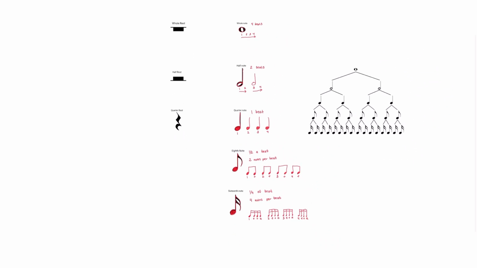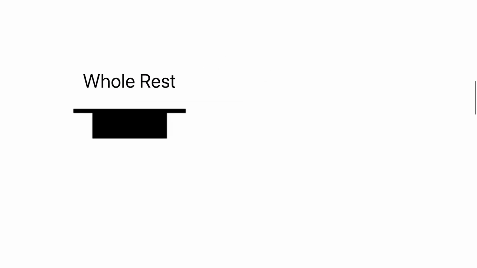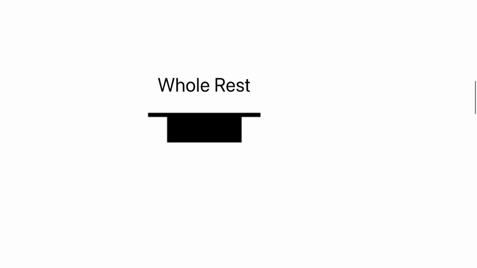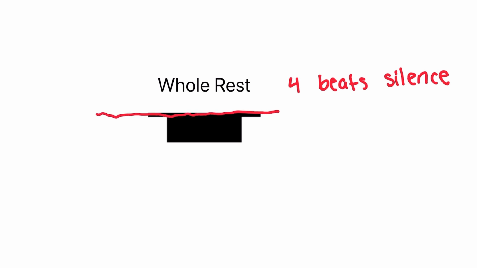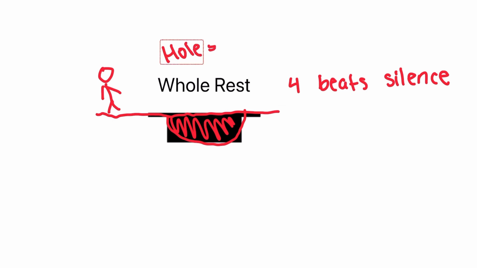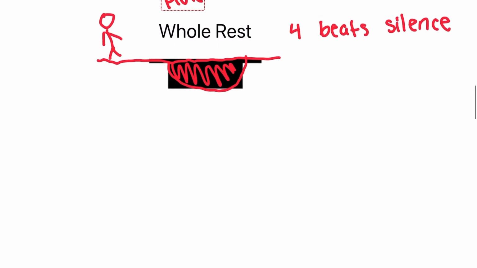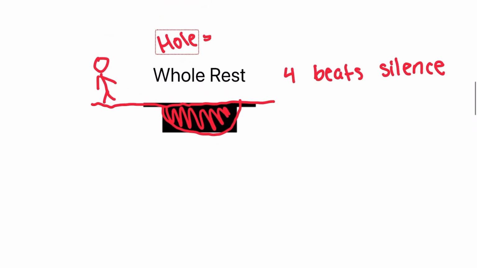Woo, there we go. And now we're gonna talk about the rests. So first is the whole rest, and just like the whole note, it gets 4 beats. But this time it's 4 beats of silence. A good way to remember whole rest is that it looks like a hole in the ground. So if a person was walking here, this would be a hole in the ground. Whole equals whole rest. I don't think we need to practice that one. All you have to do is count to 4.